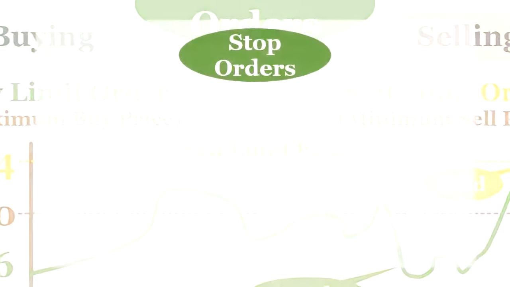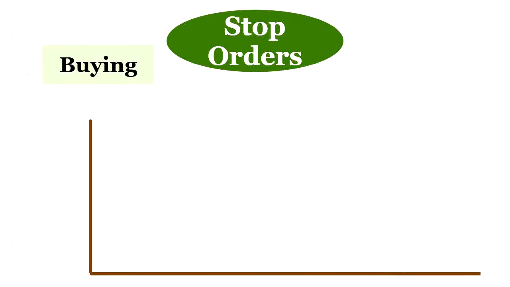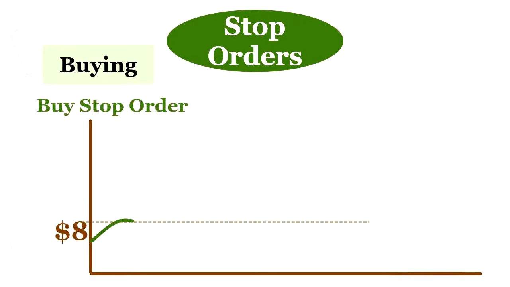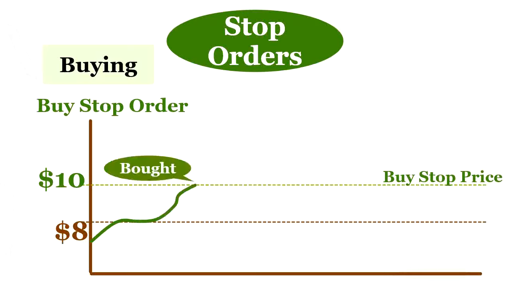Next order type is a stop order. And when using a stop order to buy, you want to ensure that the price is trending up before you make a purchase. So if you're not sure which way a stock is going to trend, you can use a buy stop order to ensure the stock is trending upwards before you make a purchase. For example, let's say a stock is currently trading at $8, but to be sure that the stock is trending up, you want to wait until it gets to $10 before you make a purchase. So you set your buy stop price at $10. So when the stock price reaches $10, your buy stop order is executed.